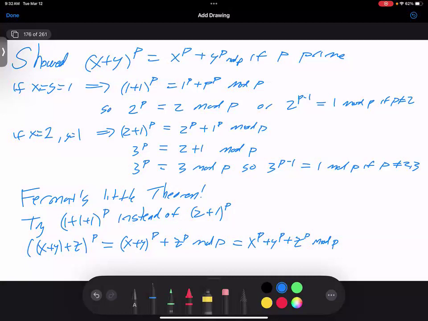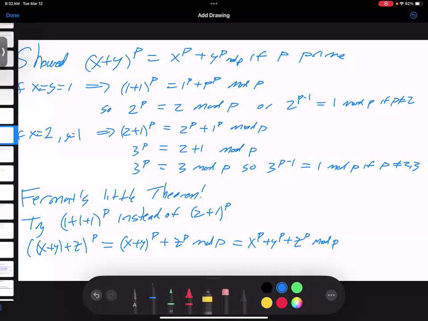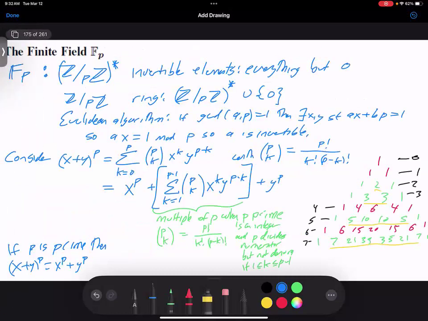We're also seeing the advantage of being lazy, right? Once we've proven x plus y to the p is x to the p plus y to the p mod p, then we can extend this from a sum of 2 objects to a sum of 3 objects.